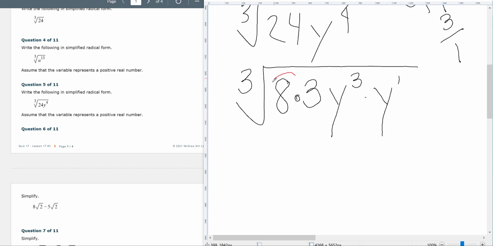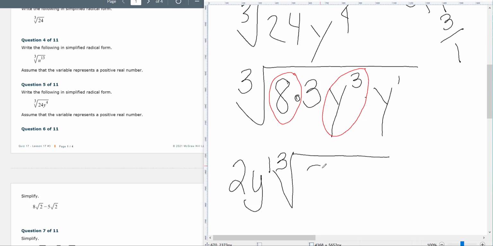and then I can take the cube root of the 8, because it's a perfect cube, and the cube root of the y cubed, and that's going to give me 2y to the 1, and of course you don't write that 1, but I'm going to do it there for now. Cube root of 3y to the 1. And I don't think Alex is going to like it if you write the 1, so let's just not write those 1s, but that's what's understood to be there. So the cube root of 24y to the 4th reduces to 2y times the cube root of 3y.